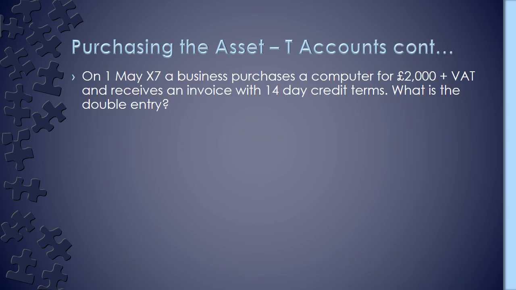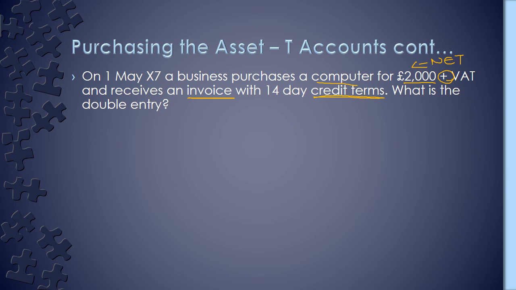So let's have another look then, again, just quickly. A business is purchasing the same computer. So again, we know it's a computer. It's 2,000, which is our net amount, and it's plus VAT. But this time, they receive an invoice with 14-day credit terms. So this is now a credit purchase. We haven't paid at the time of the transaction, we're paying later.